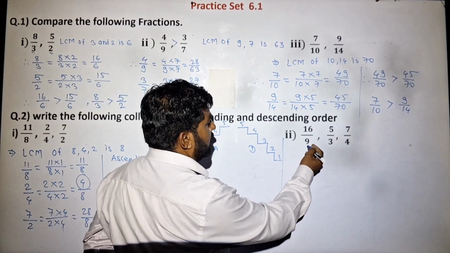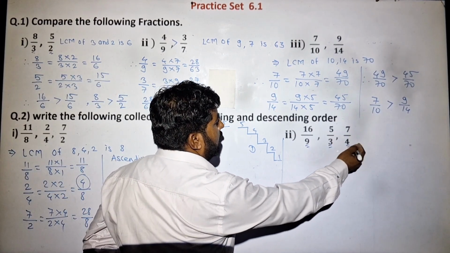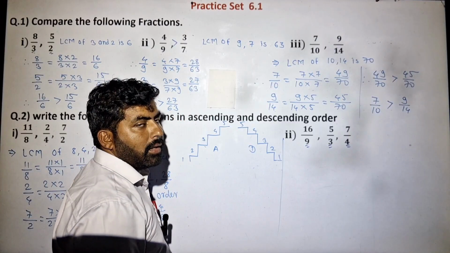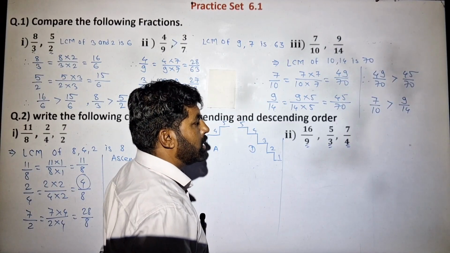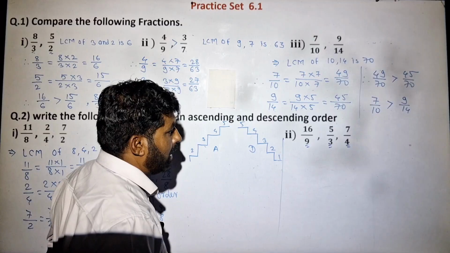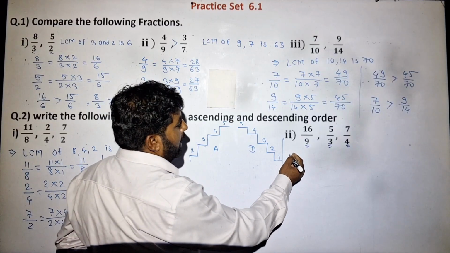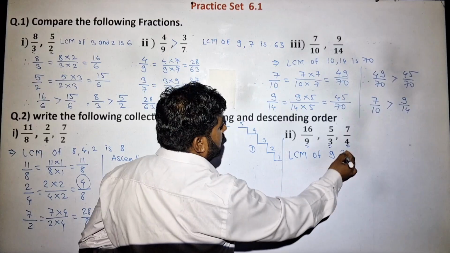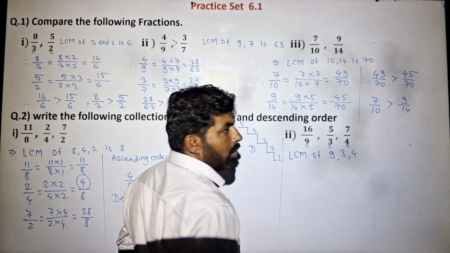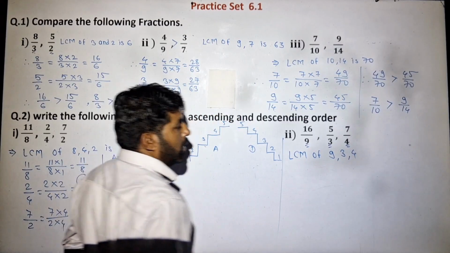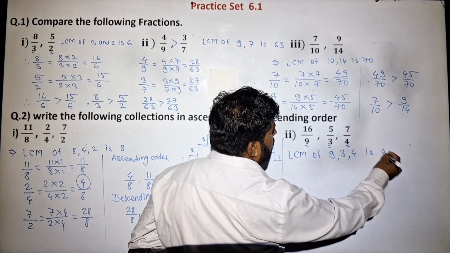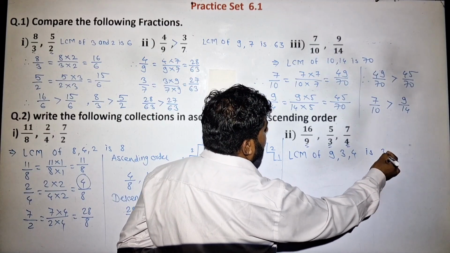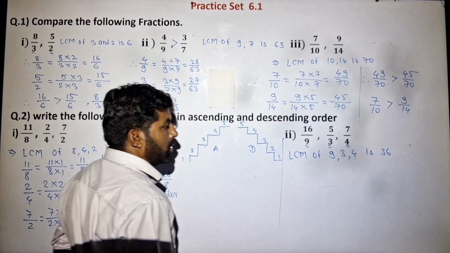Second example. Here the denominators 9, 3 and 4 are not the same, that means we have to convert them into like fractions. We find the LCM of 9, 3 and 4. What is the LCM of 9, 3, 4? It is 36. You can find this by the factor method also.